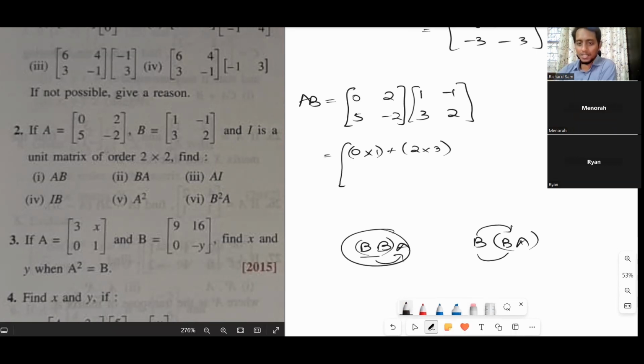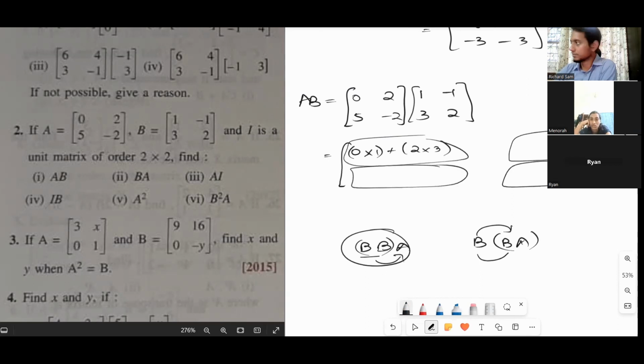Okay, those of you who didn't get the AB, listen very carefully. First of all, you have four values: 1, 2, 3, and 4. Now to get this first value, you're multiplying first row with first column. Next, to get this one, first row with second column. Then to get this one here, second row with first column. And to get this last part here, second row with second column. We should be clear with that first.